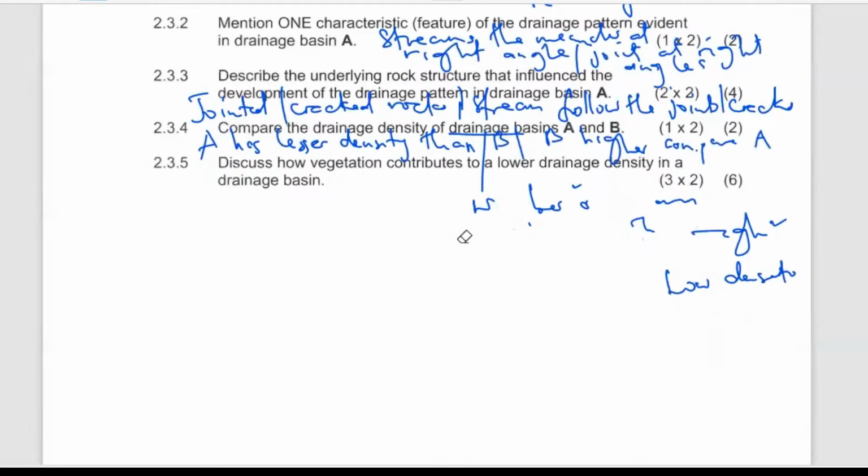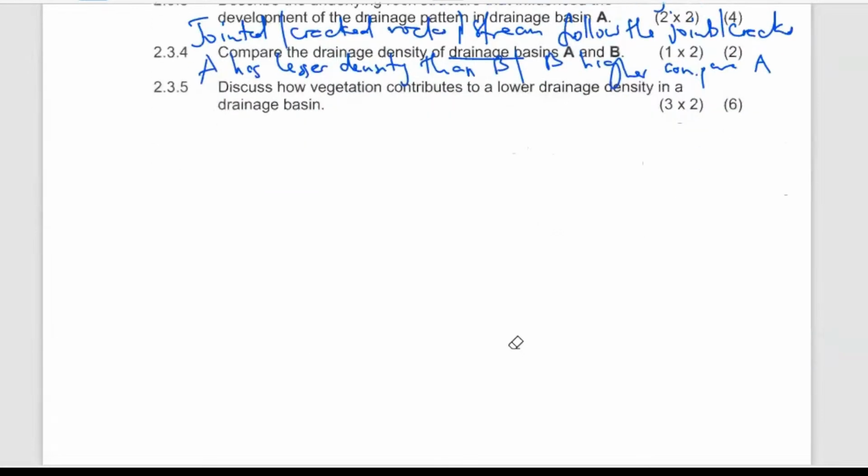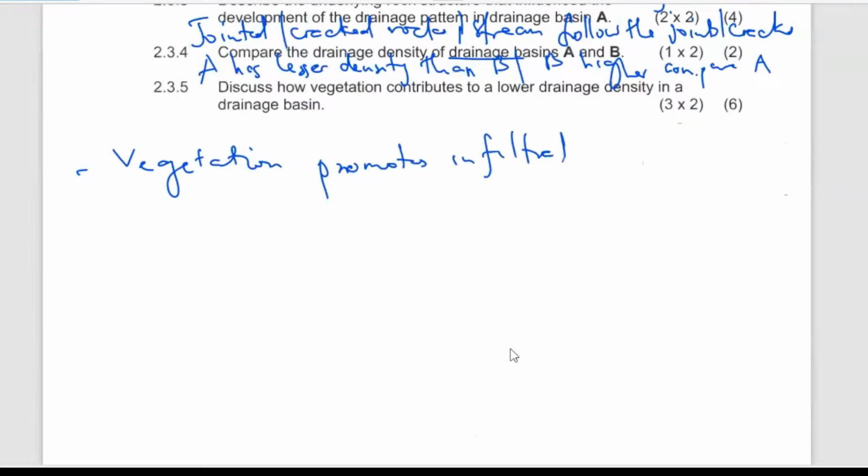Right, we are saying, discuss how vegetation contributes to a lower density in a drainage basin. Right, how does vegetation contribute towards fewer streams developing in a given area? What is the implication of vegetation on drainage density? Right, the first factor that you must know is that vegetation promotes infiltration, which means whenever we have vegetation in an area, that area is most likely to have high levels of infiltration and less runoff.